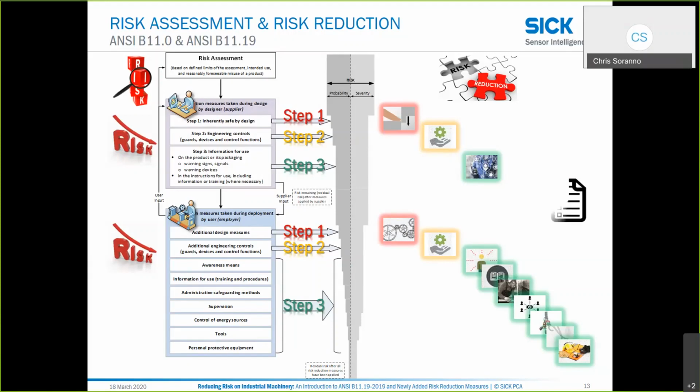And then B11.19 provides guidance that can help with the validation and verification that the risk reduction measures applied are actually doing what we hope they will do by reducing risk. We then go back to the risk assessment process, reevaluate the risk, and determine if we've reduced the risk sufficiently to a tolerable level, to a point where we've achieved acceptable risk. So this is kind of a visual of how B11.0 and B11.19 play together. They both have their own purpose, their own focus, but collectively they're used as the elements to help reduce risk within industry.